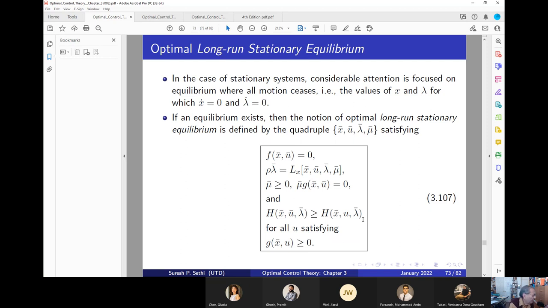Oh, no, I'm sorry. It should not be U bar. It says for all U that satisfy this equation, that Hamiltonian must be maximized. So this should not be U bar. It's good. This is U bar, but this is saying you take the maximum over this U, not over U bar, because U bar is a maximum. So that's U bar on this side, U on this side.